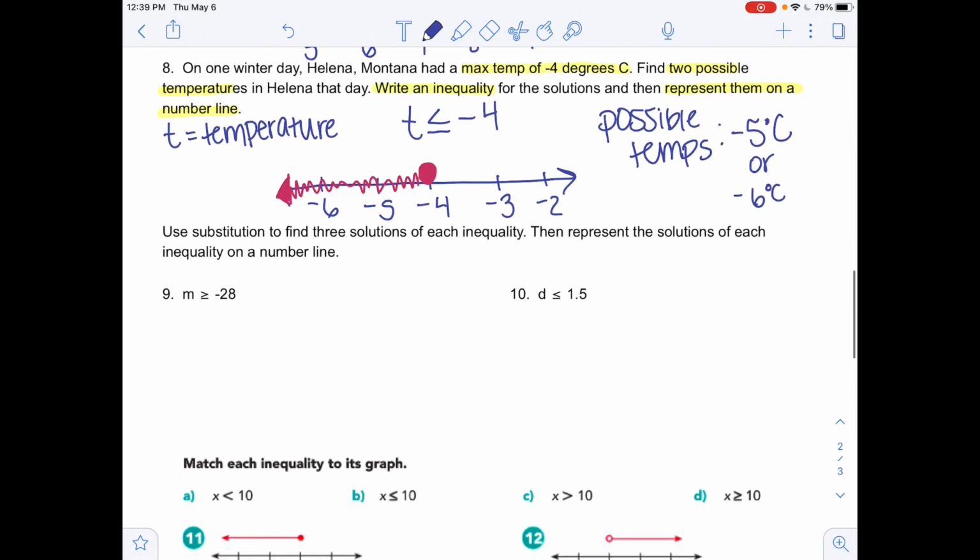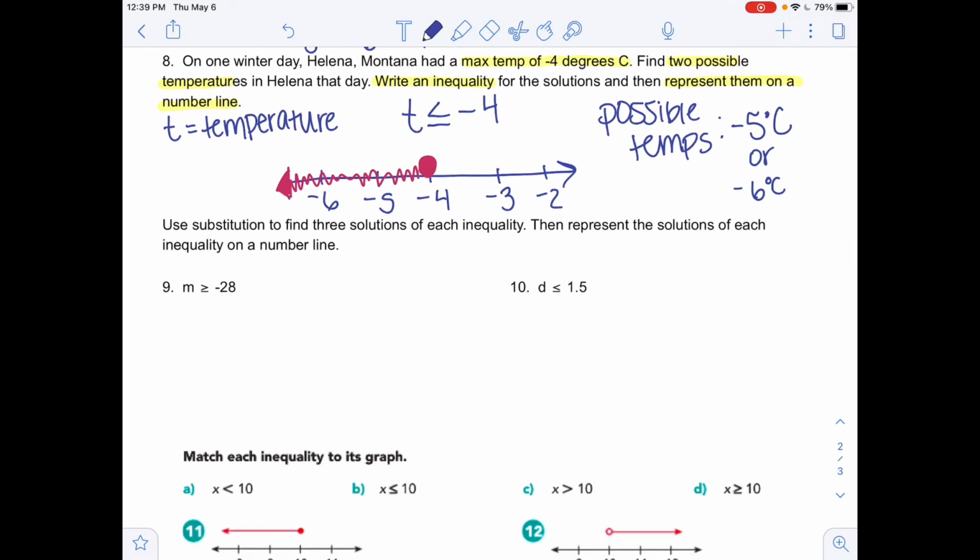All right, moving on to 9 and 10, use substitution to find 3 solutions of each inequality, then represent the solution of each inequality on a number line. So if m is greater than or equal to -28, we could do -27 is greater than or equal to -28. -26 is greater than or equal to -28. -25 is greater than or equal to -28. So those are 3 possible solutions plugging in for m.